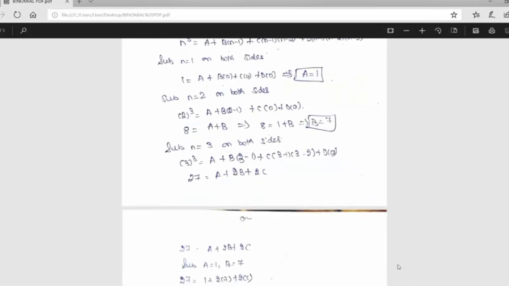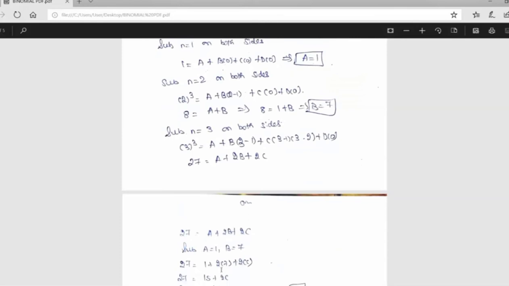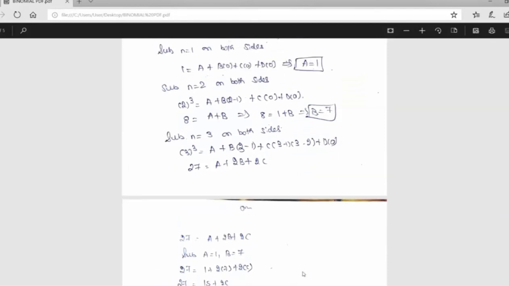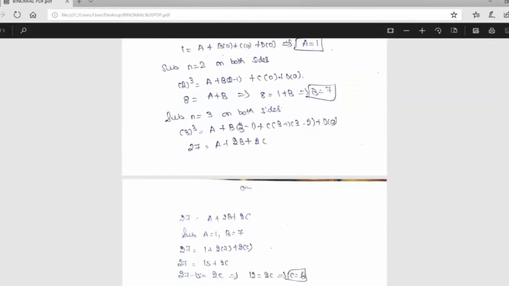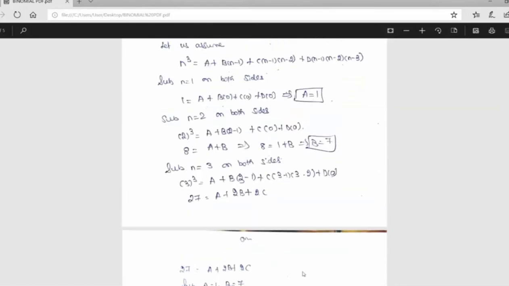And then you already know the value for a and b. So take those and substitute in our equation, that is 27 equal to a plus 2b plus 2c. So 1 plus 2 into 7 plus 2c. So you will be getting that c value equal to 6. So all the values, a value we got, b value we got, and c value we got. Only one thing we didn't get, that is the constant d.